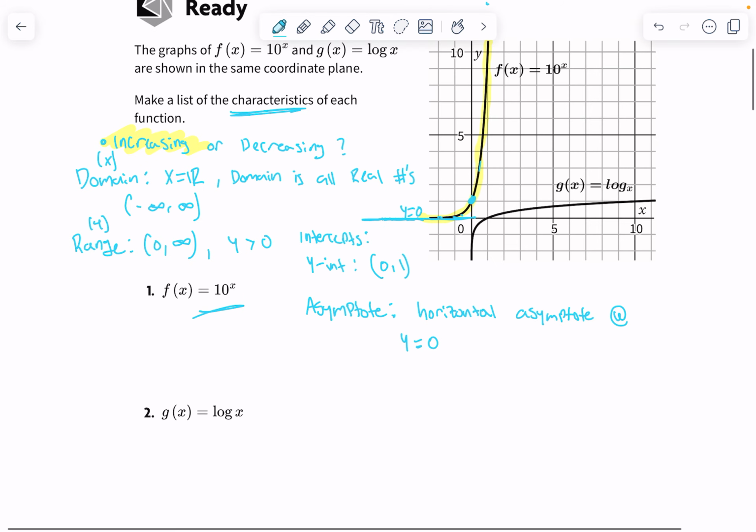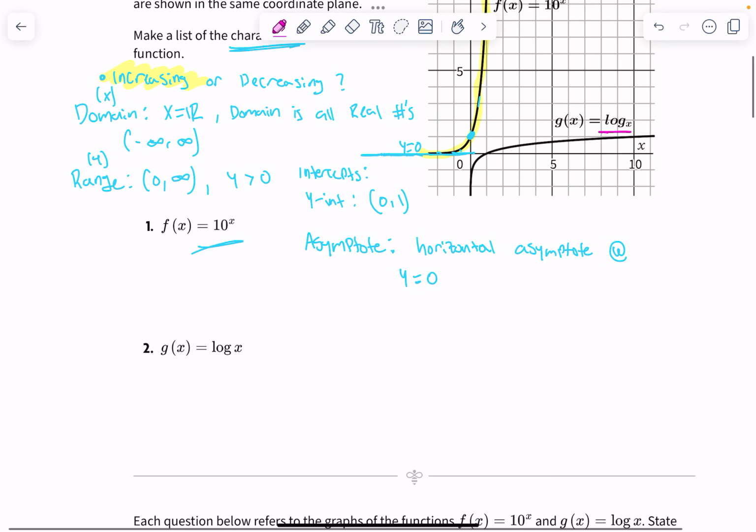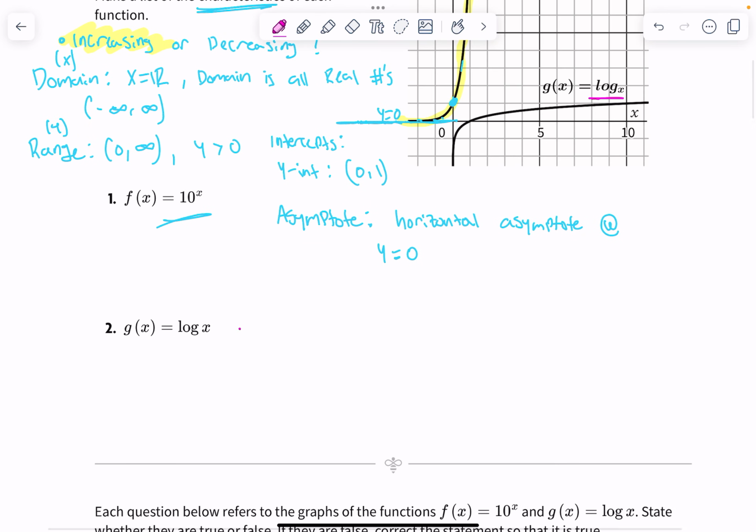Nice. Now let's switch colors to talk about log of x. Again, this is log of x. Is it increasing or decreasing? We see we're going up, we're going up, we're going up. So it's an increasing function.